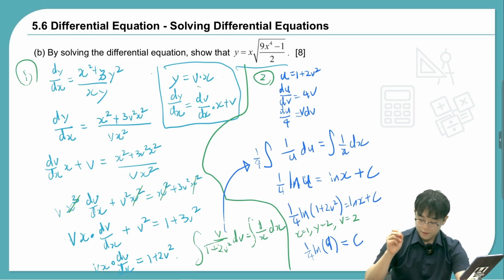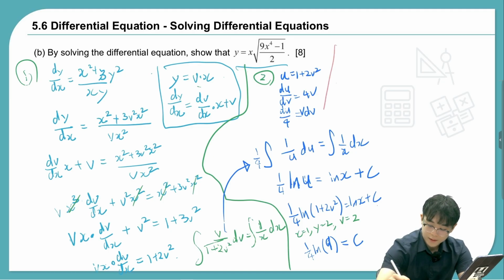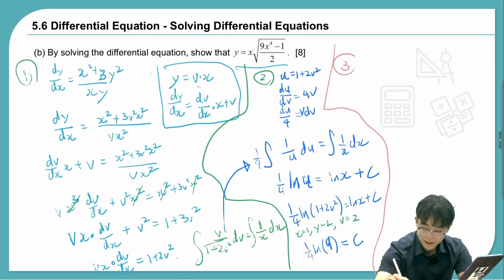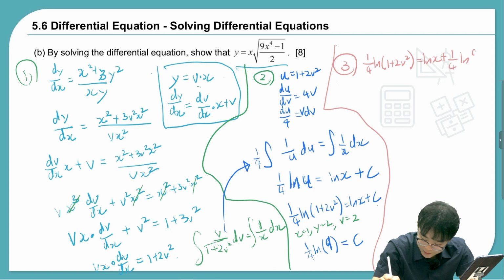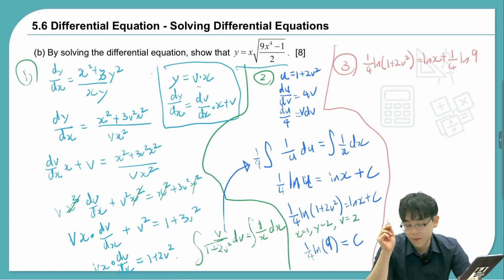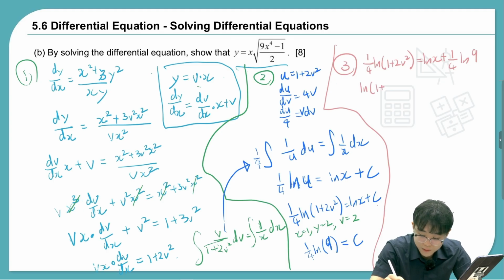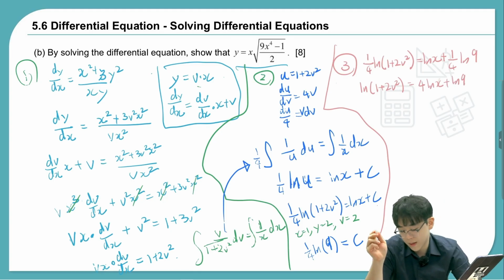So now we kick off the third phase. We know what our c is, so we now write our expression as 1 over 4 ln of 1 plus 2v squared equals ln x plus 1 over 4 times ln 9. Now we could just multiply both sides of the equation by 4. So we get ln of 1 plus 2v squared is equal to 4 ln x plus ln 9. And the 4 could go as a power.